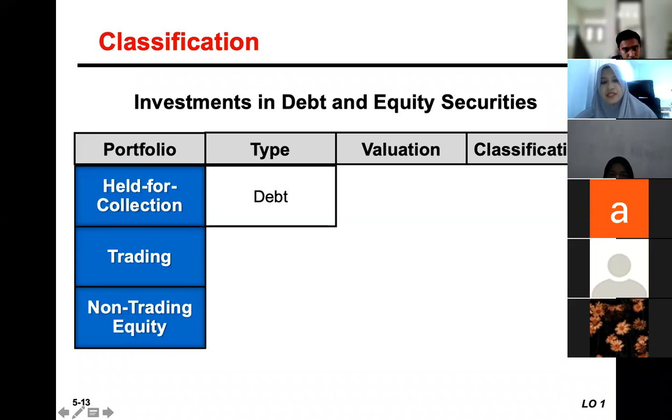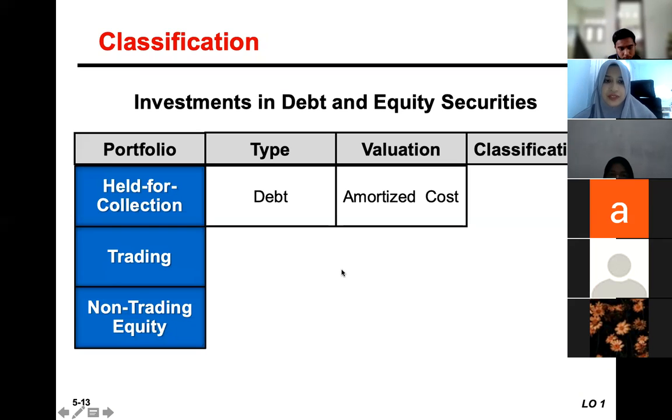Okay, investment in debt and equity securities. I mentioned investment in securities. Classification by IFRS has three types: held for collection, trading, and non-trading equity. So different types of investment in securities will have different ways of valuation and classification.